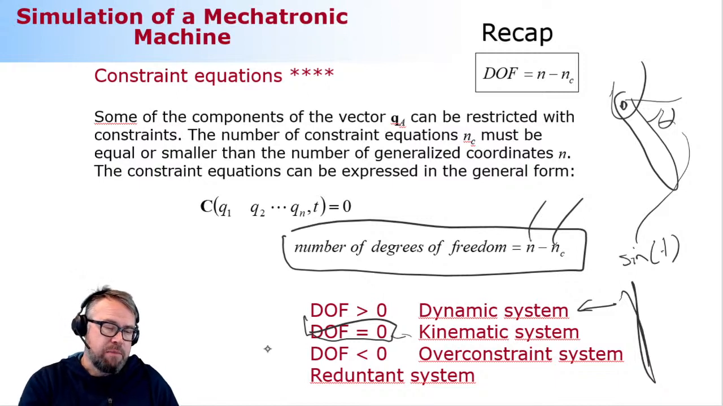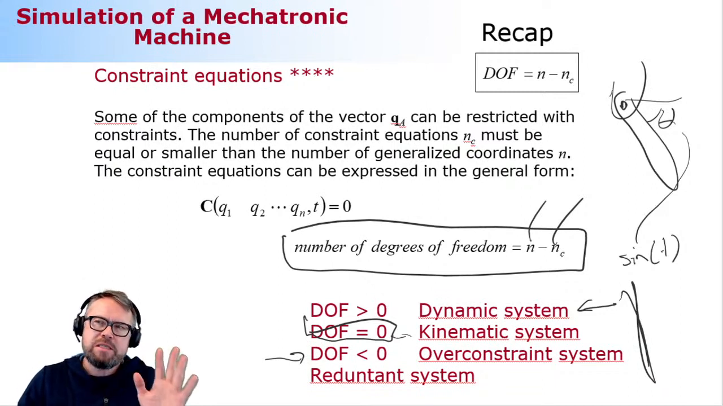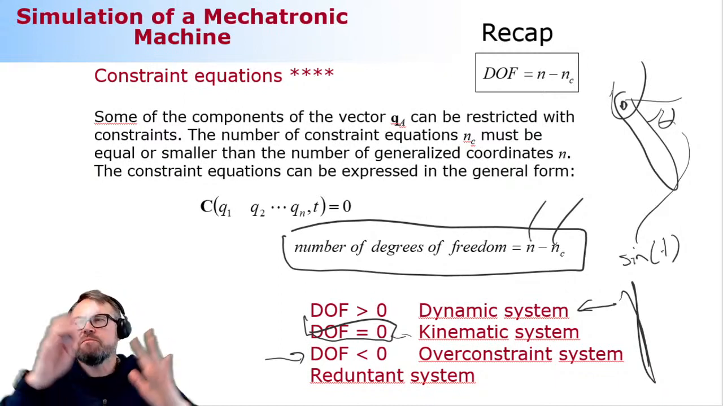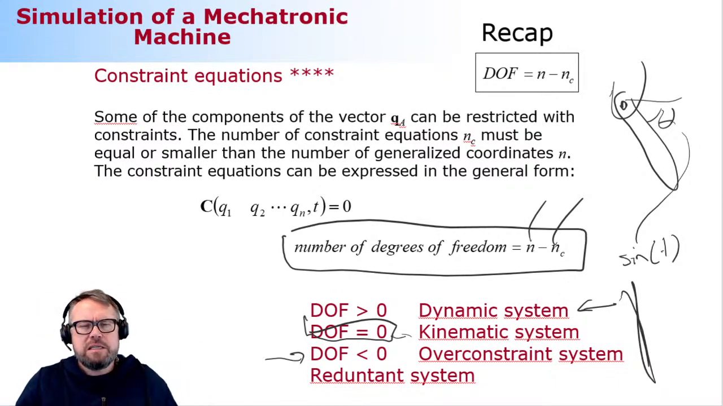And the system might have less than 0 degrees of freedom, and that's an over-constrained system, unable to move. But don't mix that up with a redundant system. A redundant system is one where the constraints are not independent. They are constraining the same set of generalized coordinates in the same way, and that's something that you want to avoid.